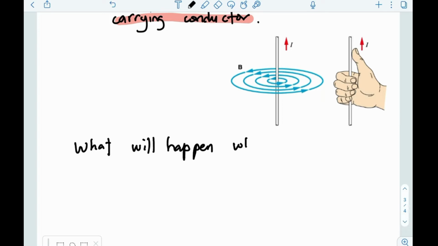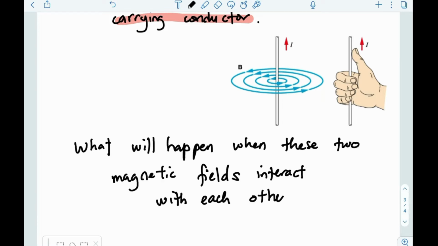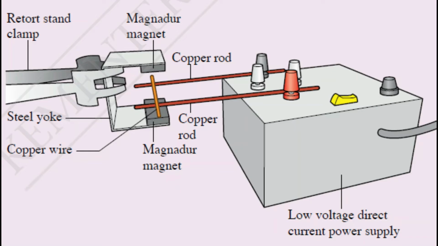What will happen when these two magnetic fields interact with each other? To answer this question, we will conduct an experiment to study the effect of a current carrying conductor in a magnetic field.